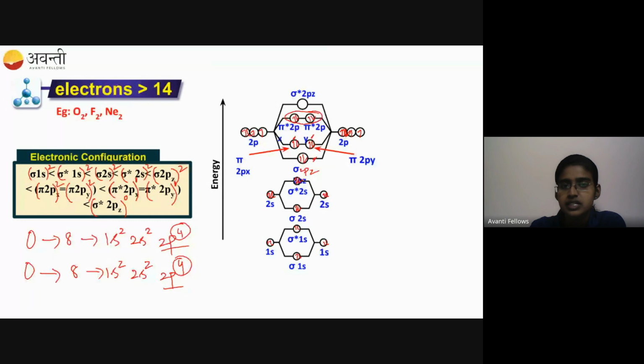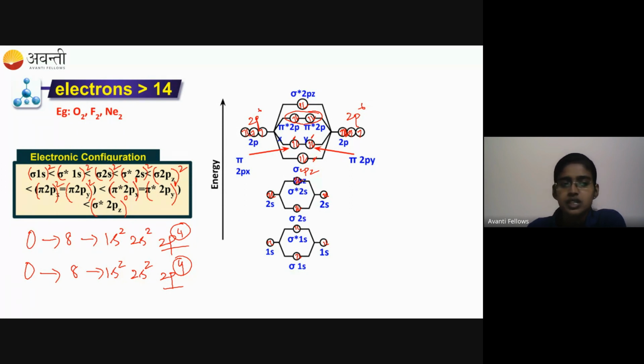When you go for neon, for one neon, the atomic number is 10. And for two neon, the total number of electrons will be 20. So you will have 2p6 configuration, 2p6, so 6 plus 6, 12 electrons. So all the bonding and anti-bonding molecular orbitals will be fully filled in case of neon. Okay, such an easy thing only. You just have to revise it to avoid all the confusions. Then it will be okay.